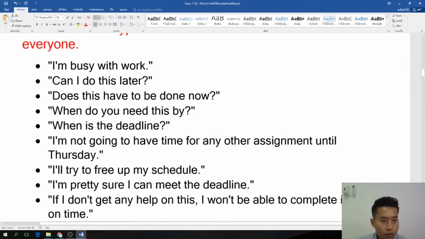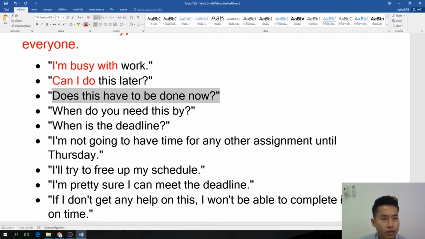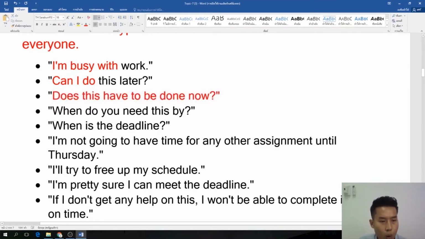Okay, so right now we are going to talk a little bit about how to use these sentences. It's more important here. Number one, I'm busy with work. Can I do this later? Does this have to be done? I think it helps you memorize all the sentences better. When do you need this by?